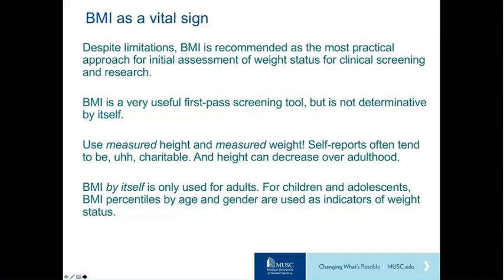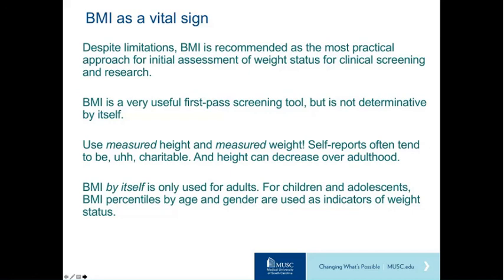When trying to get BMI, remember to use measured height and measured weight. When you ask somebody how tall they are, they often will over-report their height. Ask them how much they weigh, and they likely will under-report their weight. So again, the resulting BMI will be an underestimate, both because of the numerator and the denominator.